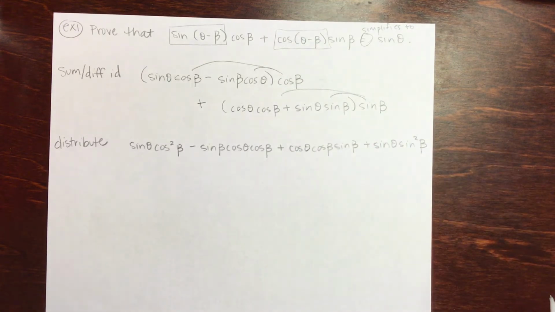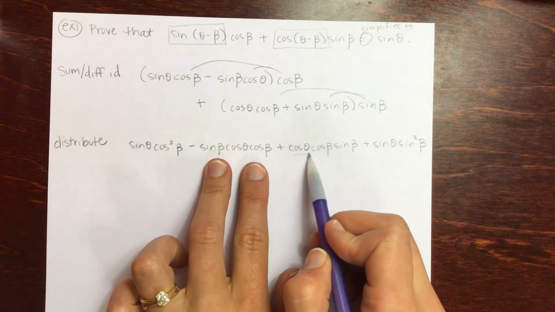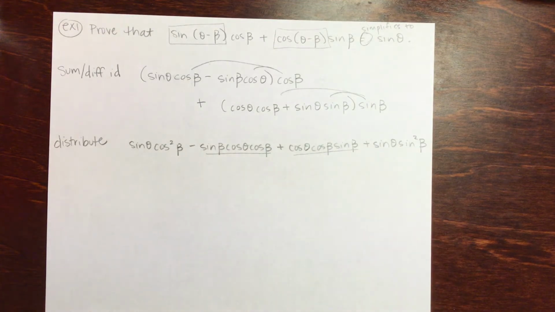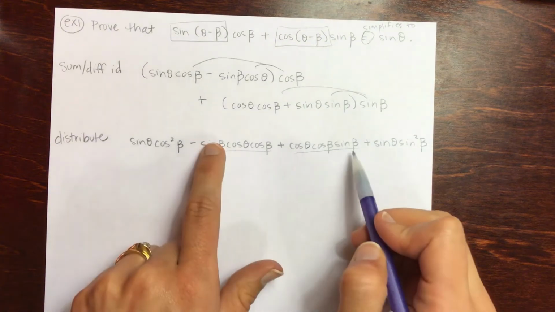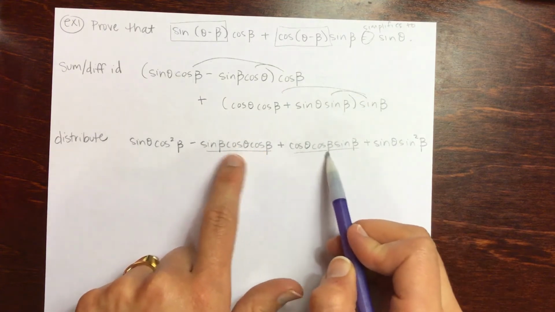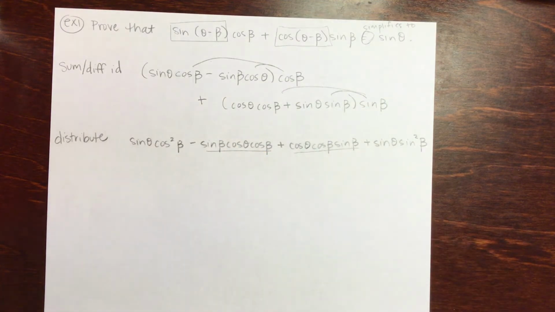All right, so it looks messier, but actually, as I was writing this, I noticed I have two pieces here that have a sine beta, a cosine theta, and a cosine beta in them. Yes, they're written in a different order, but that doesn't matter. None of these have exponents on them, and it's all a sine beta, a cosine theta, and a cosine beta. So these are like terms.